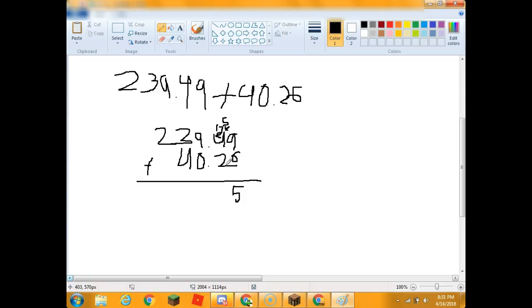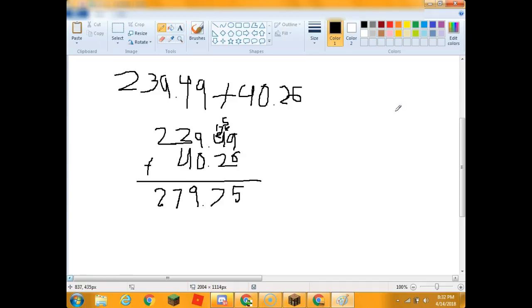So 5, what's 5 plus 2? 5 plus 2 is 7. And then we put the decimal point. If you always put the decimal point, you always know what place value you're in. I won't say that for whole numbers, but I will say it for the decimals. And then 9 plus 0 is 9. And 3 plus 4 is 7. And put the 2 there.